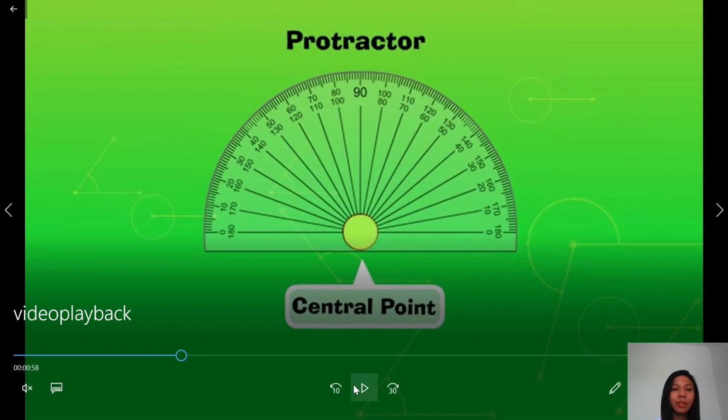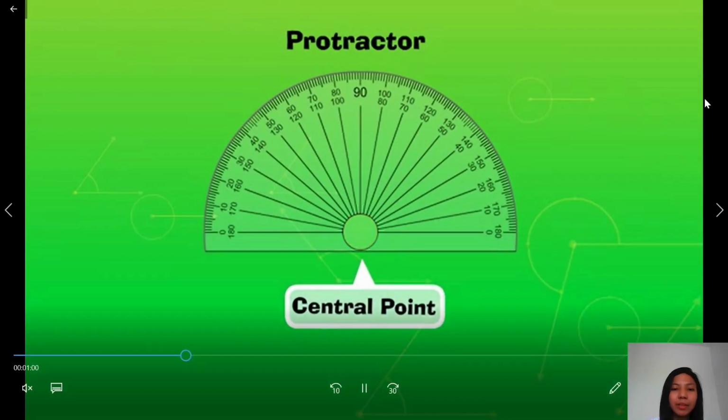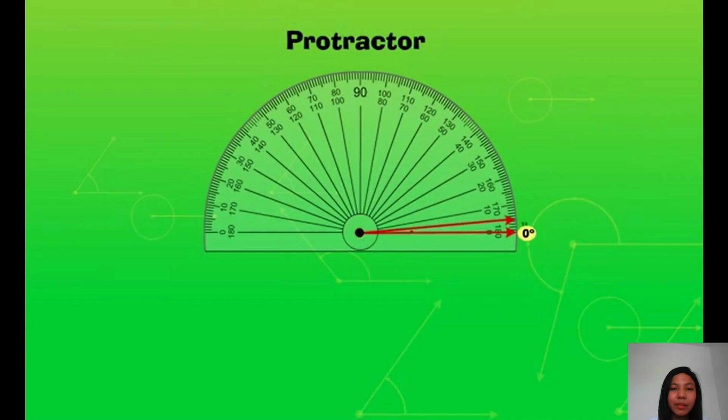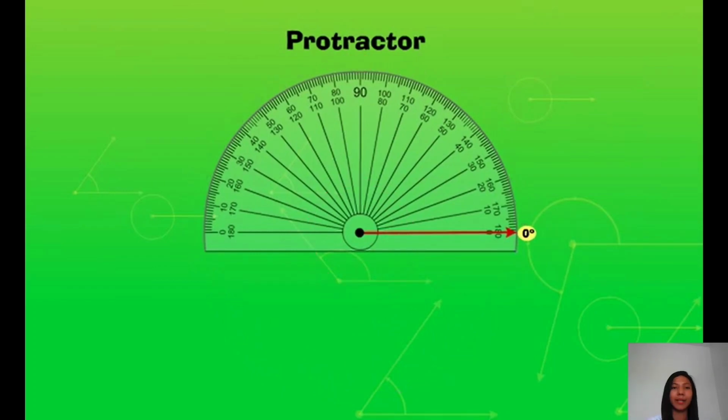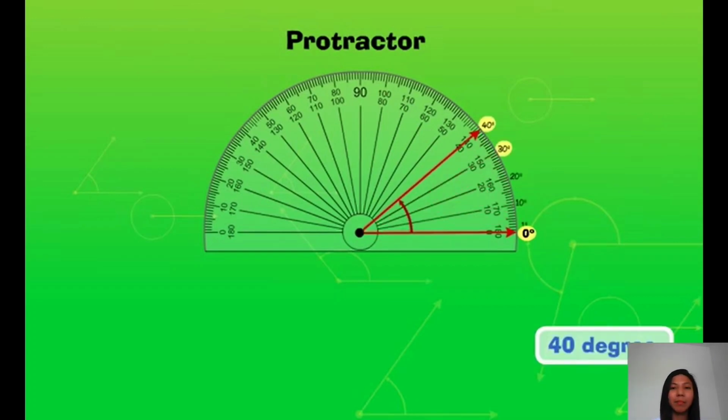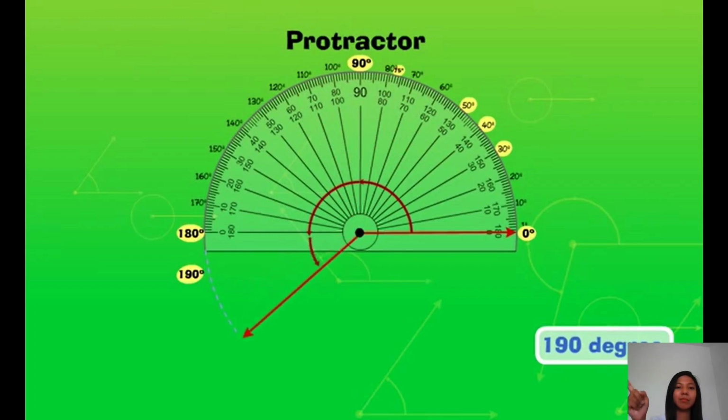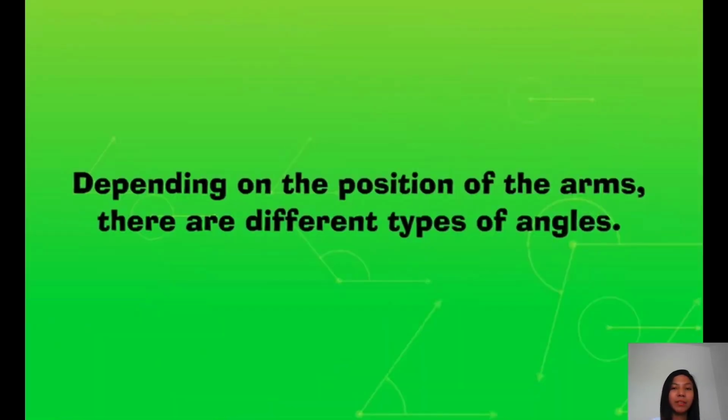So please watch this presentation. From 0, as you can see, up to 180. And then go down and go back to 0. So it rotates like a clock. From 0, it moves up, for example 30 degrees, 40, 50, and like 245 degrees.